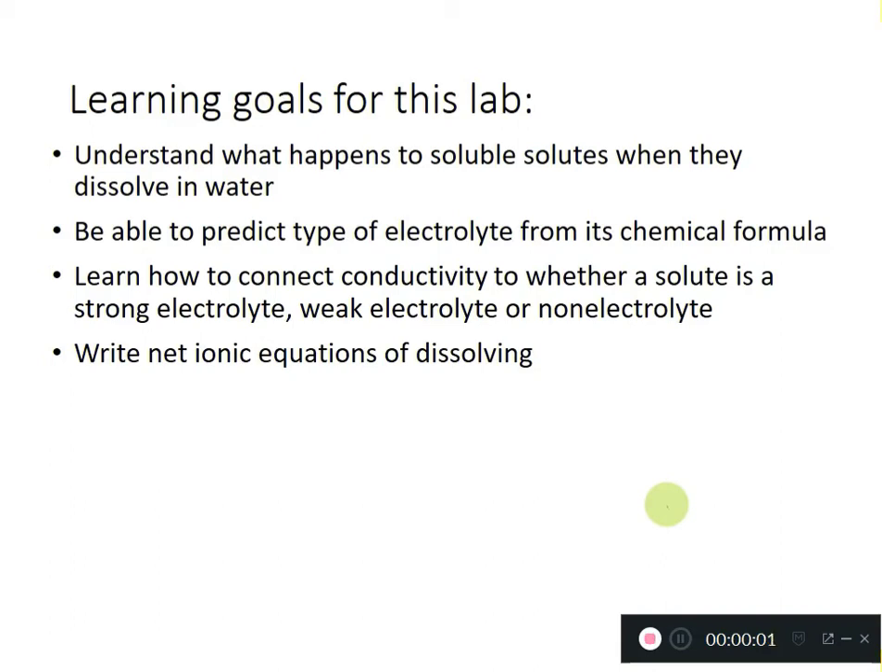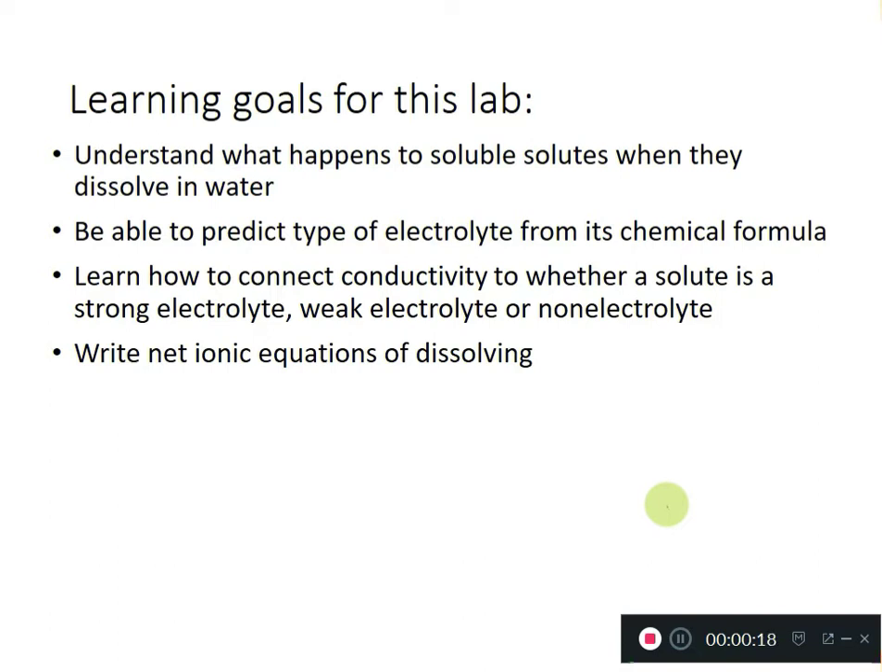So Online Lab 1B is all about interpreting the measurements that you'll make when you're doing the Skill Lab 1A about electrolytes. So we're going to give you some electrolyte data and we want you to interpret it. Let's talk about what we want you to get out of this lab.